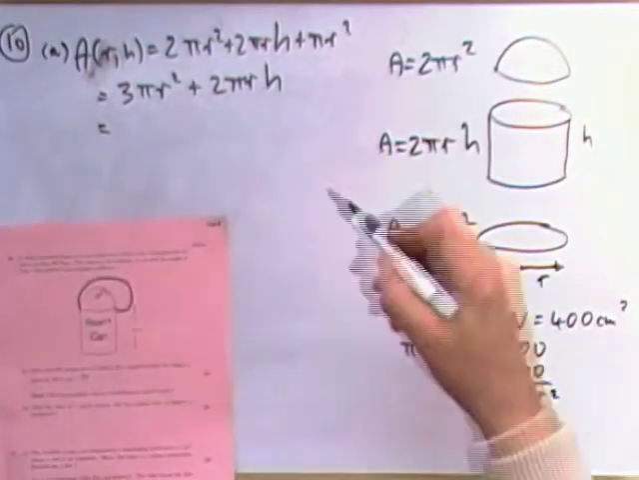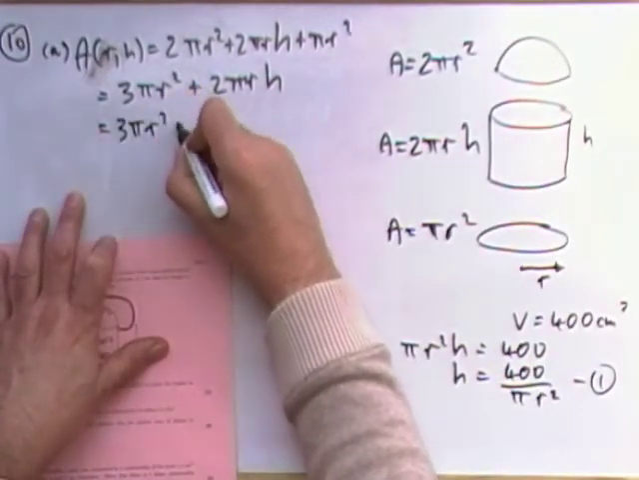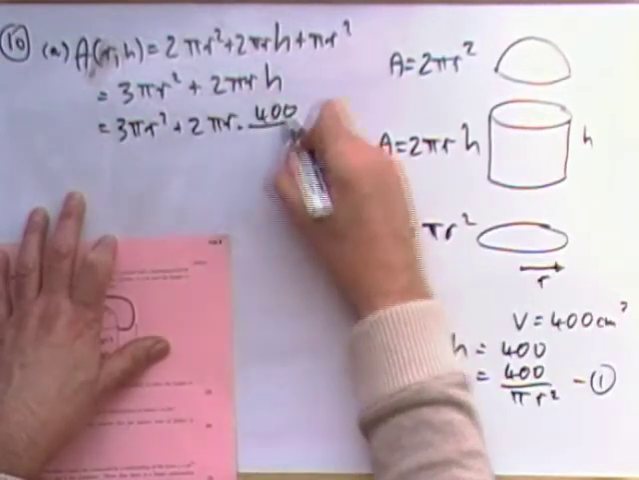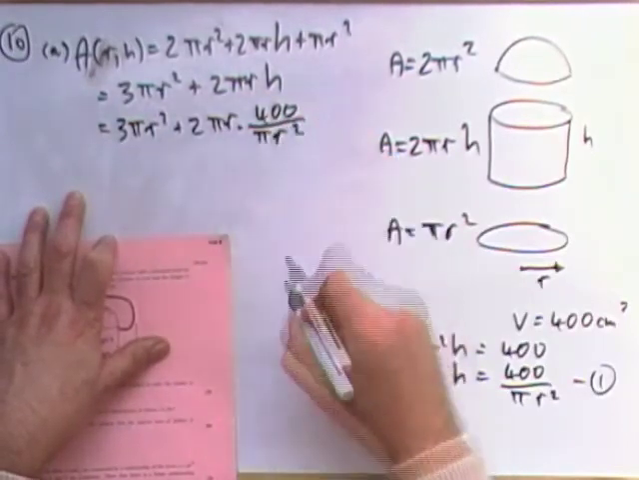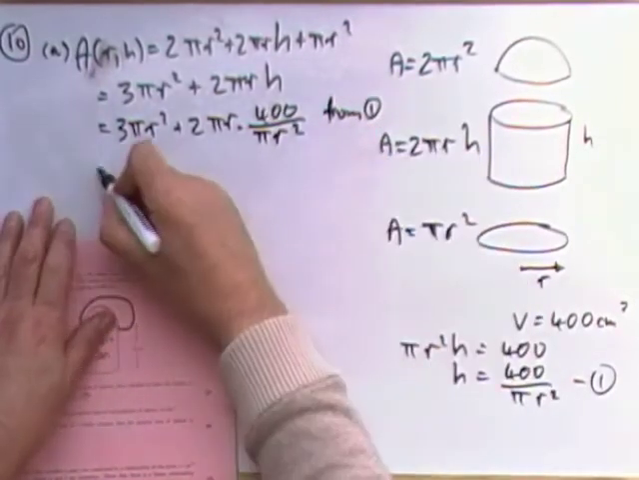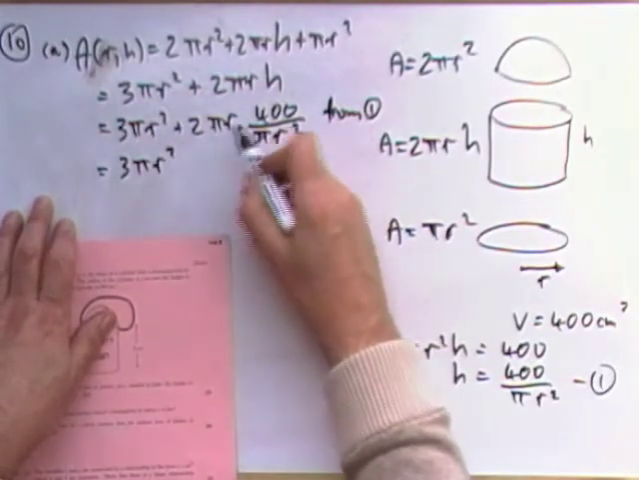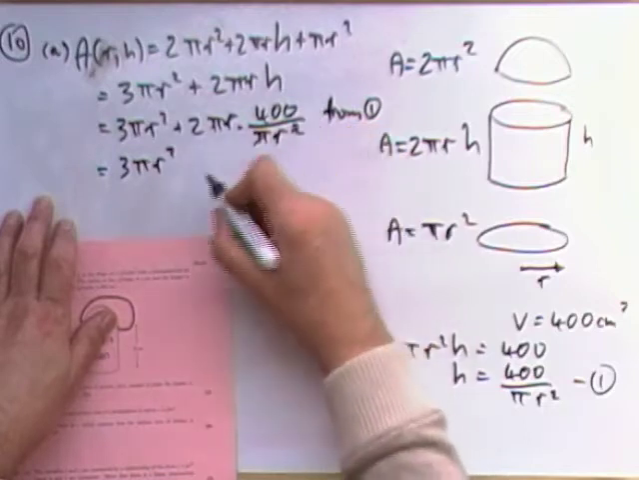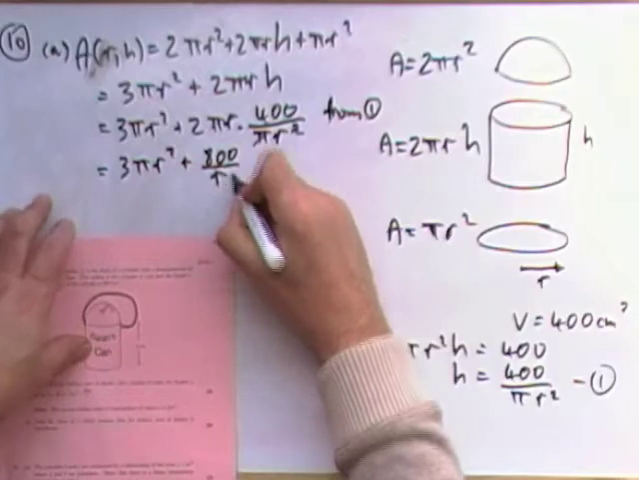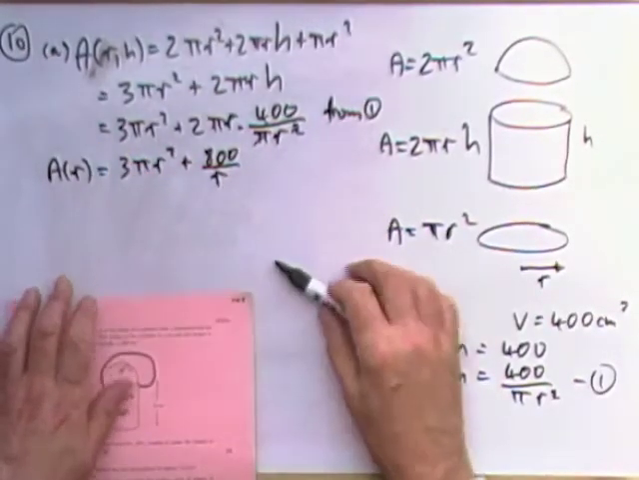So you can substitute that in there. So it's going to be 3 pi r squared plus 2 pi r times 400 over pi r squared, and that was from 1. And then tidy that up. 3 pi r squared, the pi cancels, the r cancels, so that's going to be 800. So plus 800 over r, and now there's only one variable, so A as a function of r is equal to that.